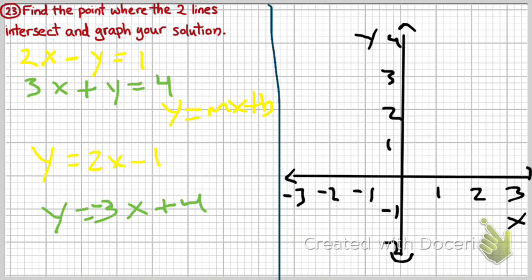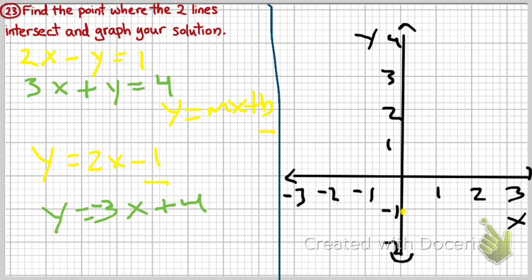Let me start with the yellow equation. The first thing I want to do is go to negative 1 on the y-axis. Remember, b refers to the y-intercept. So I'm going to the y-axis, and I'm going to go to negative 1. Okay, so a negative 1.